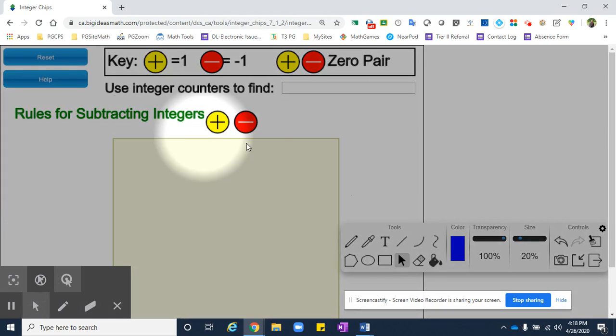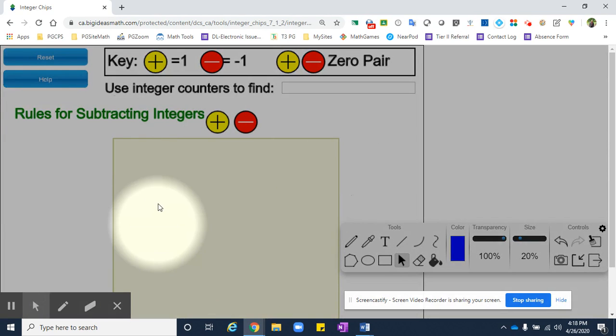Okay, so this is our mat right here. Now, the yellow chip or the yellow counter represents +1. The red counter represents -1. Now, if you put them together, that gives you a zero pair. A zero pair, again, is a pair of numbers whose sum, or when added together, gives you 0, because a +1 plus a -1 is a 0. They're both opposites.